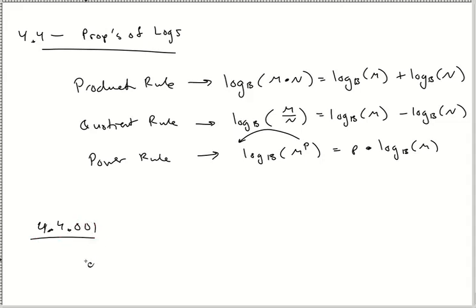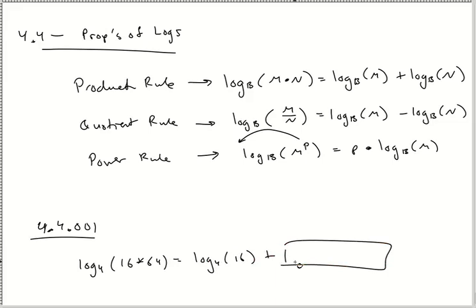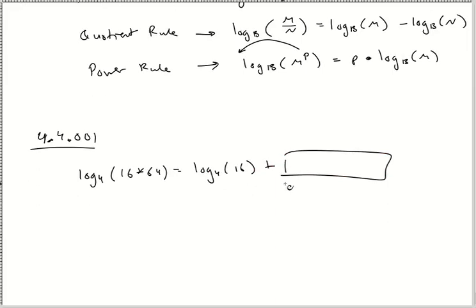44001. Here we go. I've got log base 4 of 16 times 64 is equal to log base 4 of 16 plus box. This is what WebAssign looks like. What do we put in the box? Well, it's definitely log base 4. Everything's log base 4. Notice we already have the 16. There's the multiply and plus sign. Therefore, that's going to be a 64. So they're just using the product rule there.